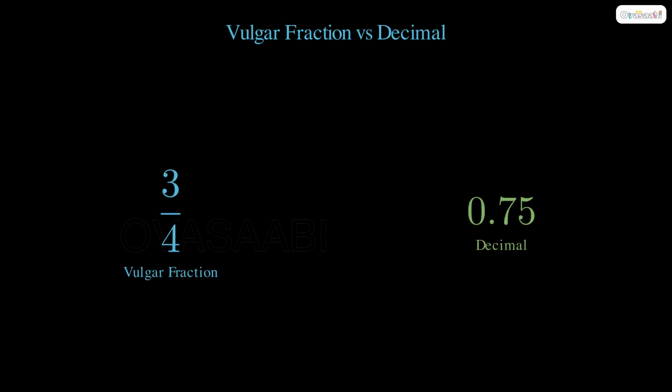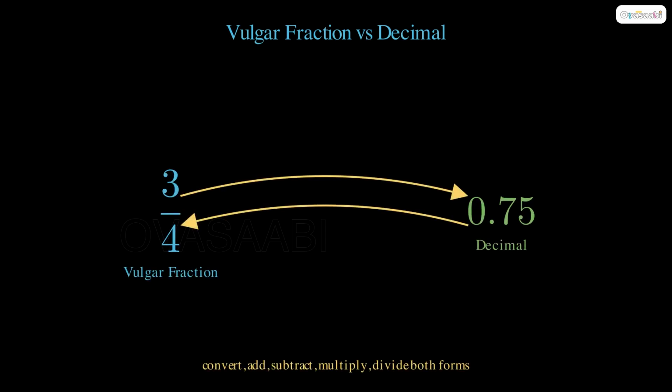A vulgar fraction has a numerator over a denominator. A decimal uses a point to show parts of a whole. Today we convert, add, subtract, multiply, and divide both forms.